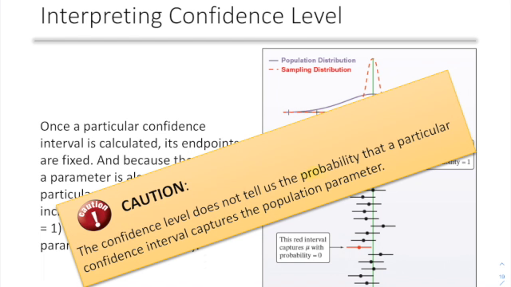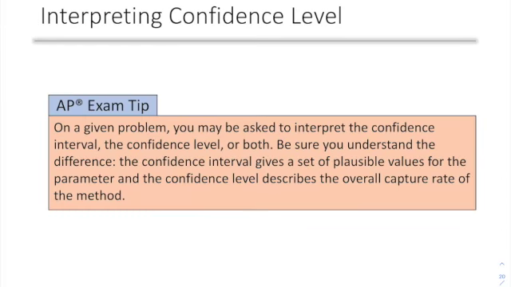The confidence level does not tell us the probability that a particular confidence interval captures the population. Again, it's from all of them. So on a given problem, you might be asked to interpret the confidence level, or interval, or the level, or both. Be sure you understand the difference.